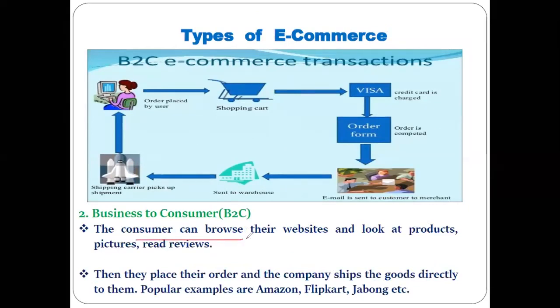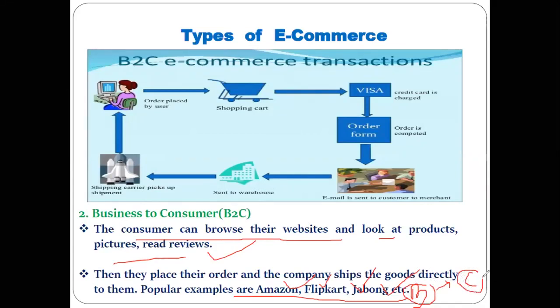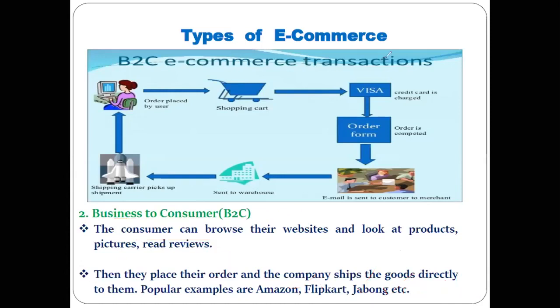Here I have given you the example also. As we have discussed, the consumer can browse their website, look at the product, select the product, etc. Now what are the examples of these? Nothing but different kinds of sites like Amazon, Flipkart, Jabong, etc. We are purchasing the product from all these sites, yes or no? These are all business companies, and as we purchase from them, we become the customer. That's why it comes under business to consumer. All of you understood the second?